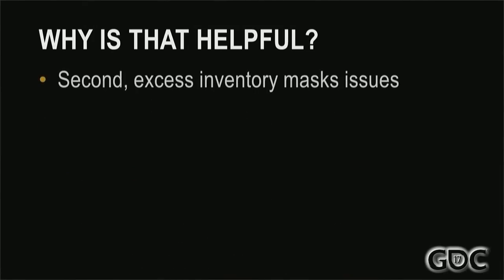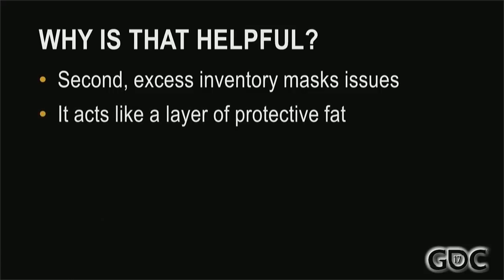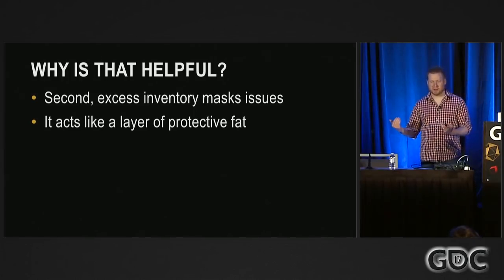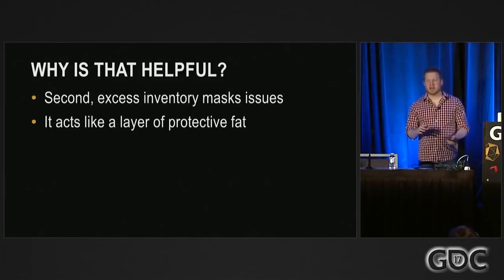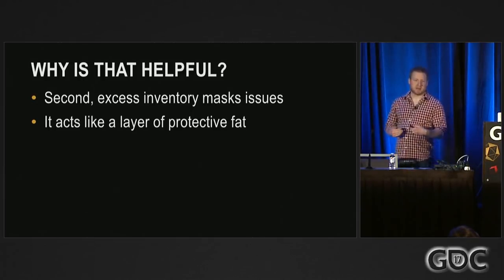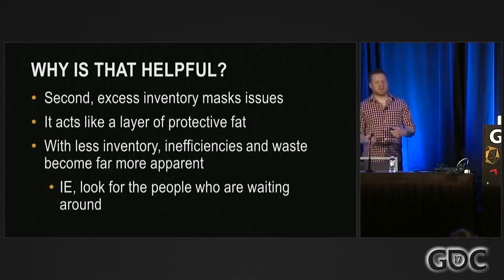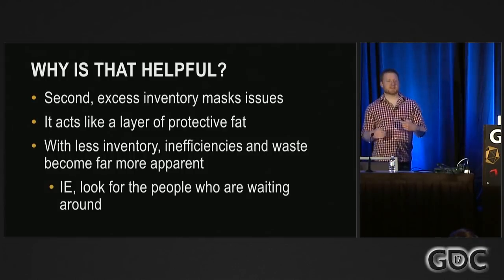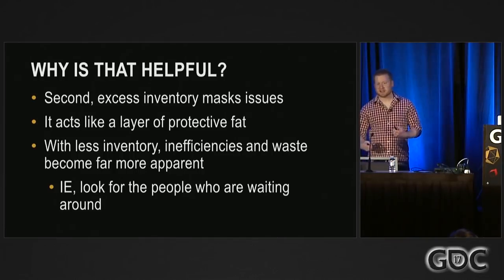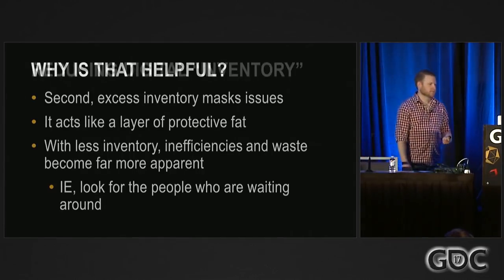The second reason is that excess inventory masks production issues. It's like a protective layer of fat. There's always stuff going around. There's always something to work on, so it's hard to see where issues are cropping up and inefficiencies exist. But if you pull excess inventory out, those inefficiencies become far easier to spot because you look around for the person who doesn't have anything to do because they're waiting on somebody else. That's the first place you want to look to figure out where the production imbalance is.